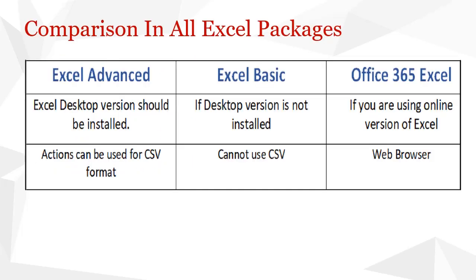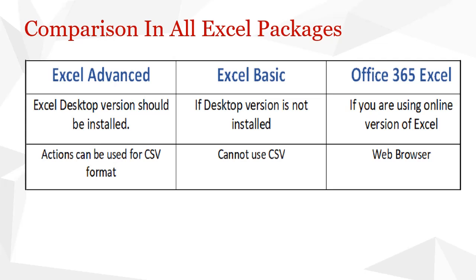If the Excel desktop version is installed on your computer, you can use the Excel Advanced package. And if it is not installed on your computer, you can go for the Basic package. If you are using the online version of Excel, then you can use the Office 365 Excel package. In the Advanced Excel package, you can also work with CSV format files. For Basic, CSV is not supported, and Office 365 Excel works in the web browser.